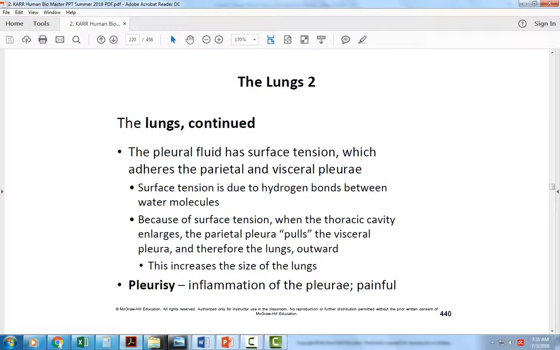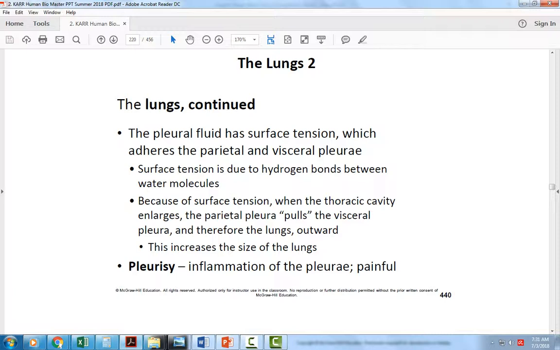Looking at the pleural fluid, we said it has a surface tension is what we call that, and that's just stickiness between water molecules, and that's what keeps the lungs moving outward. Like I said, when the thoracic cavity enlarges with inhalation, that pleura pulls outward and keeps the lungs attached to the body wall. There's two layers of the pleura. There's the parietal pleura that attaches to the body wall, and the visceral pleura that attaches to the lung. So it's a double layered membrane essentially, with a space in between, again, that helps keep that lung inflated and moving with the body wall.